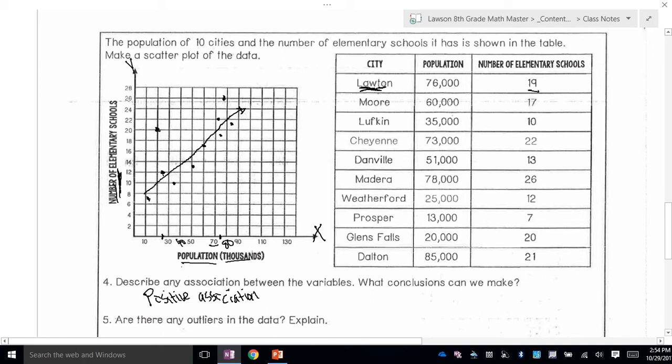Okay. And then I want you to take a second. I'm going to quit talking so you can pause the video and maybe look at the data and see if you can pick out the outlier.